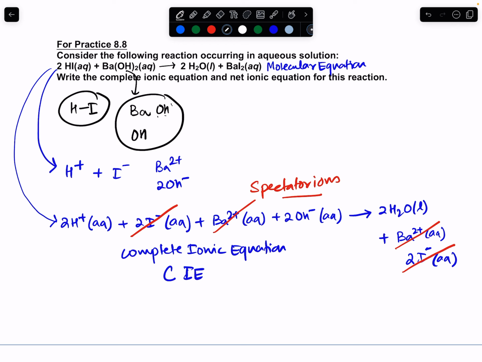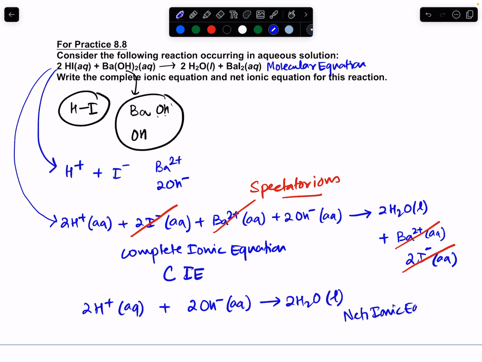That's why they're called spectator ions. Okay, so the net ionic equation is going to be what's left over. So 2H plus plus 2OH minus gives us 2H2O, and that is your net ionic equation, also abbreviated as NIE.